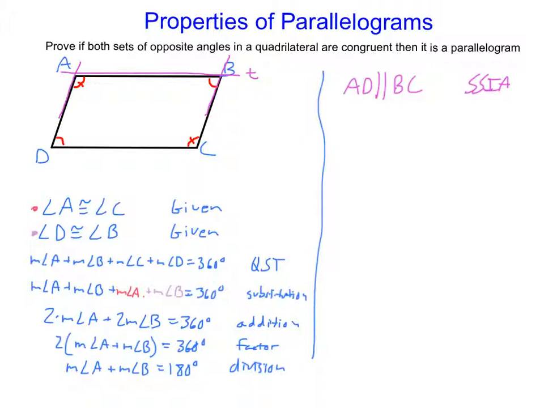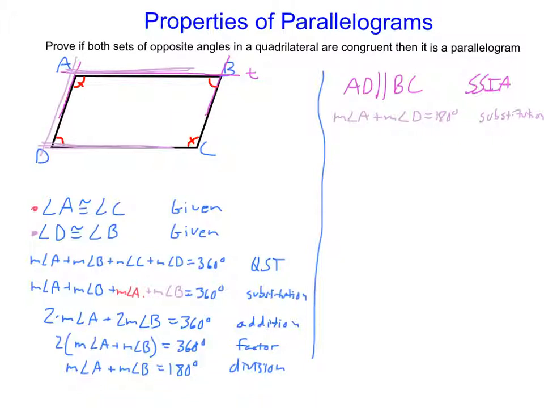Now, to get the other ones, I'm going to do a substitution back in from this step here, that B is congruent to D, and here replacing B with D to get that measure of angle A plus measure of angle D is 180, so that this angle is supplementary with this angle.